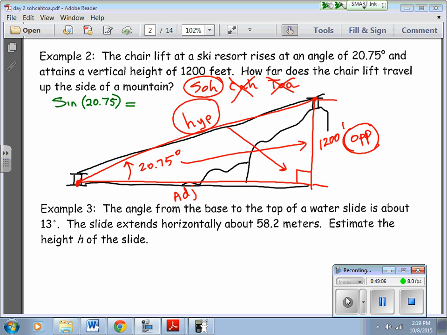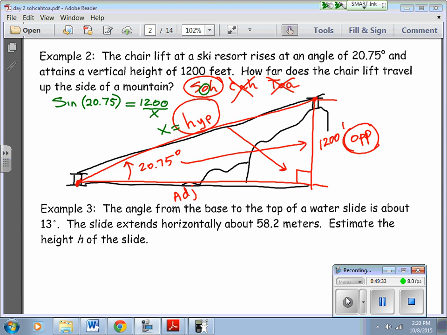What's the opposite? 1200. Do you guys understand why I'm putting 1200 first? Because it's opposite divided by hypotenuse. And hypotenuse is what I'm trying to solve for. Do you guys agree? I'm going to label the hypotenuse to be equal to x. So I'm going to set it over x. Okay?